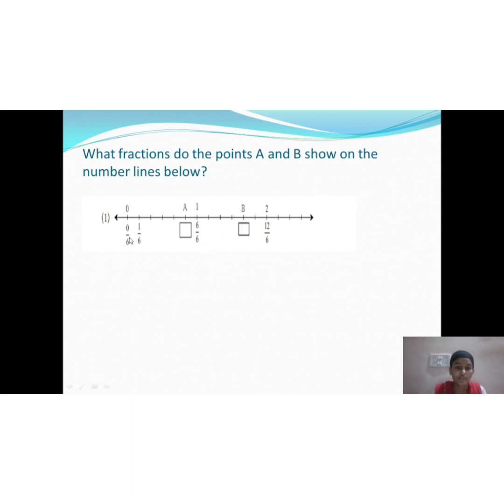Now if you see, there are 6 divisions in this particular number line. So what will be A, students, and what will be B? This is 6 upon 6. So A will be what, students? It will be 5 upon 6. Very good. And what will be B, students? It will be 10 upon 6. Why 5 upon 6, students? Because after 0, this is 1, 2, 3, 4 and 5. This is the 5th point, and 6 divisions are there. Therefore, it is 5 upon 6.